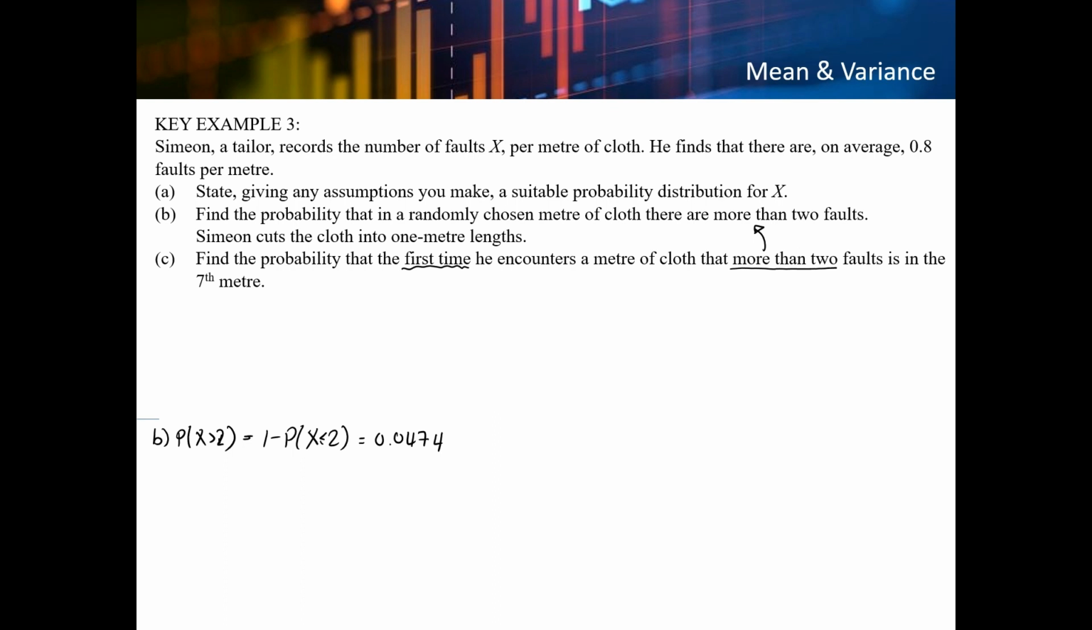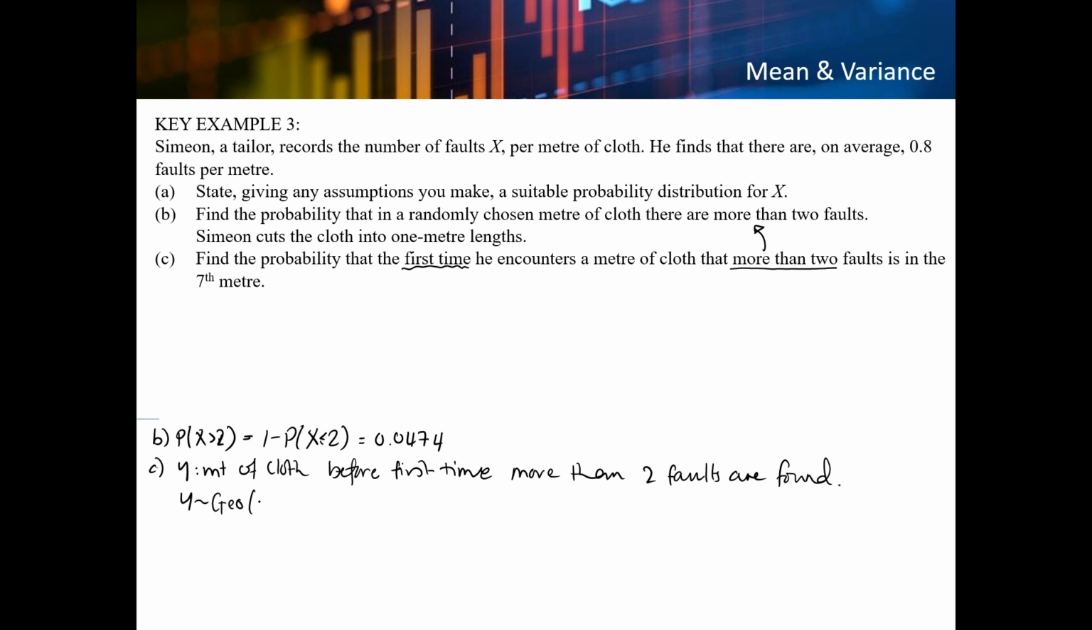So I've got what I need, a mention of a first time in a number of trials and a probability of success. I'm in a geometric here. So I've defined a new variable. Y is the metres of cloth before the first time, there's that key kind of first time, more than 2 faults are found. So Y is following a geometric distribution. Probability of success is the 0.0474 we found previously.